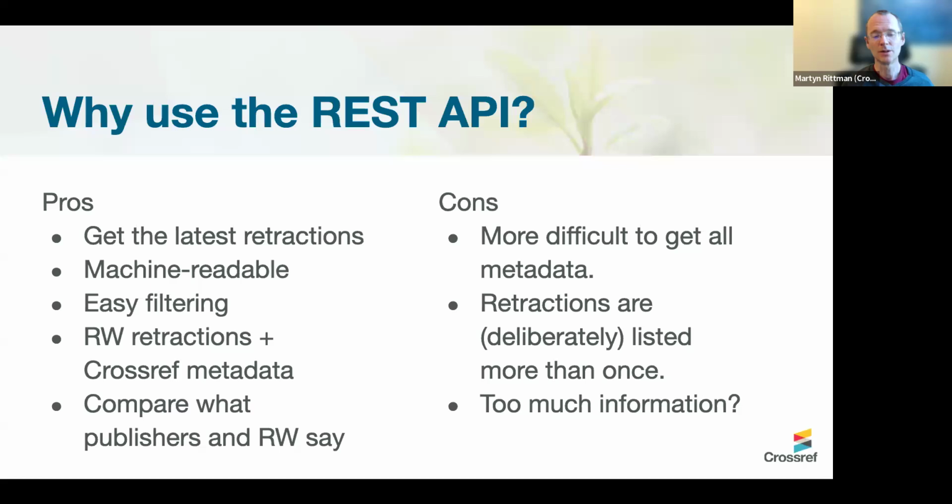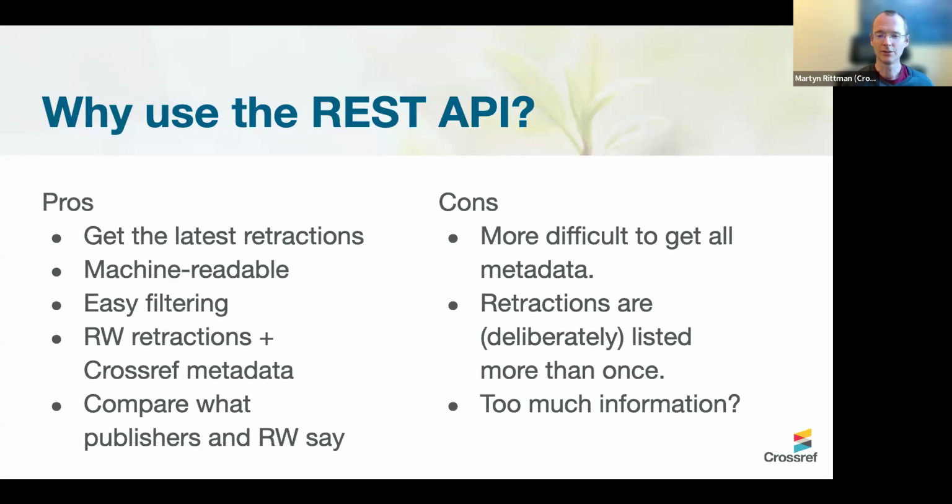So, reasons you might want to use the REST API. If you've got a local copy of retractions, or you just want to see what's within a certain time period, you can use a time filter to just get the latest updates, and I'll show you how to do that in a moment. JSON is very machine readable. It's easy to process with scripts. I do this with Python and notebooks all the time. Luis does this with R, and there are other libraries available.